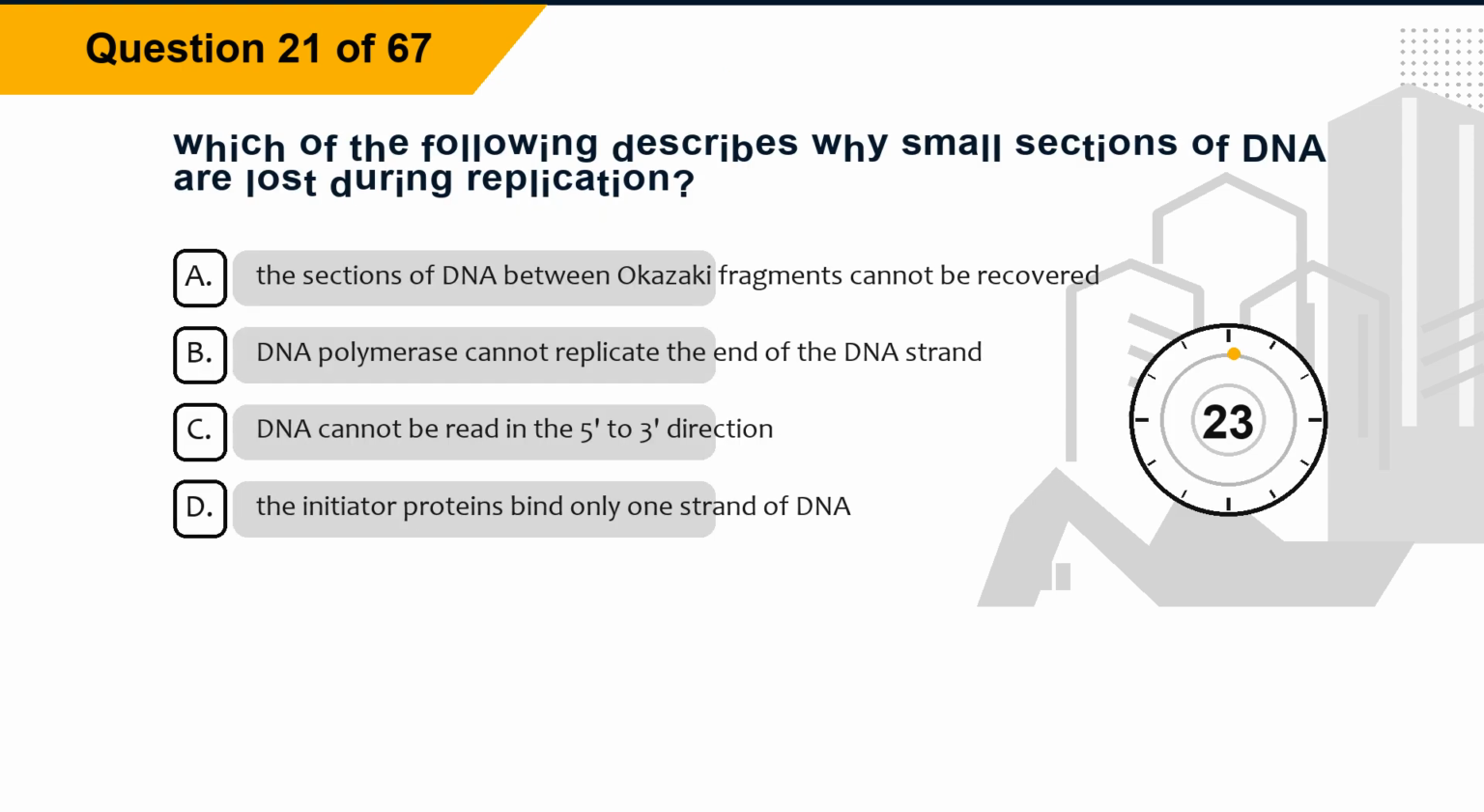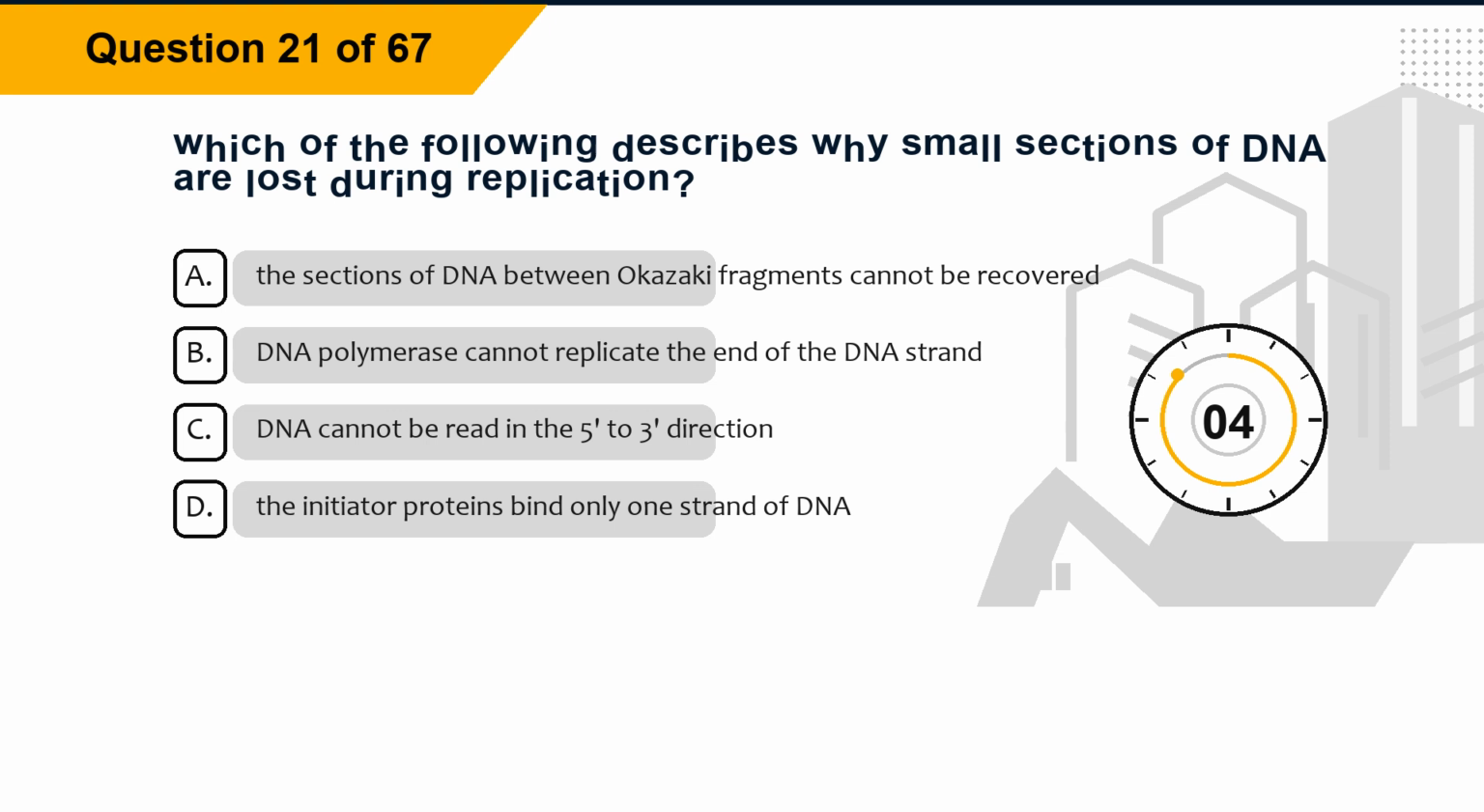Question 21. Which of the following describes why small sections of DNA are lost during replication? Option A, the sections of DNA between Okazaki fragments cannot be recovered. Option B, DNA polymerase cannot replicate the end of the DNA strand. Option C, DNA cannot be read in the 5' to 3' direction.